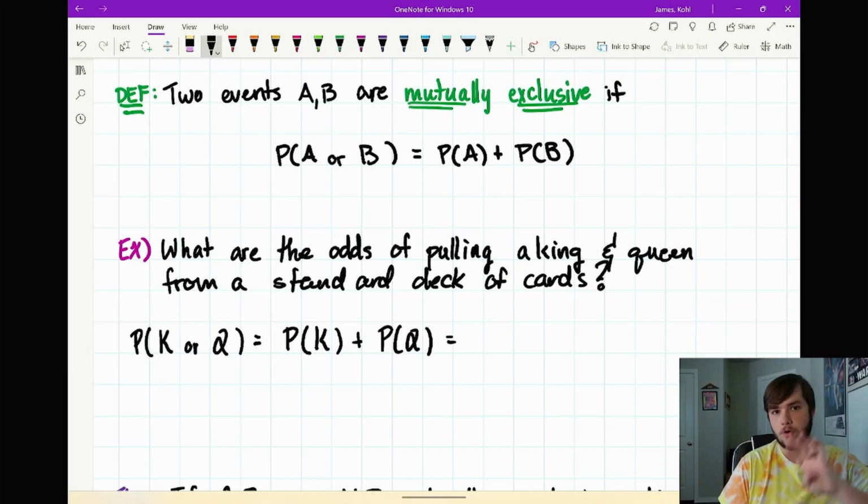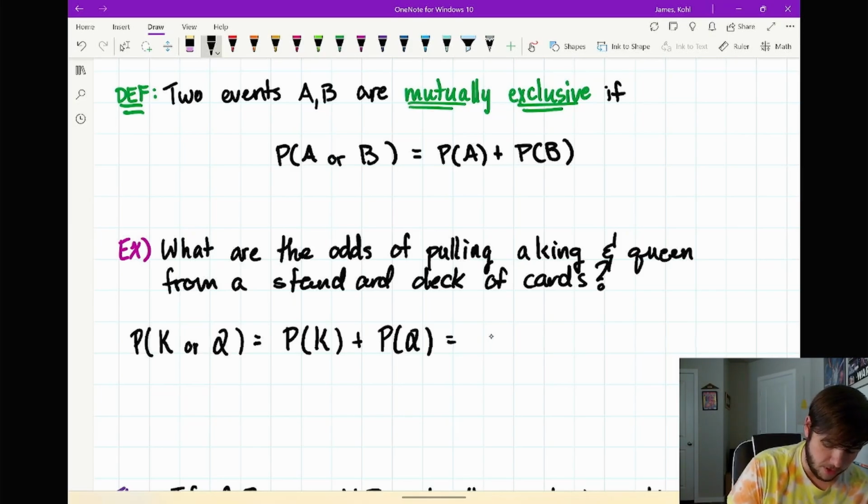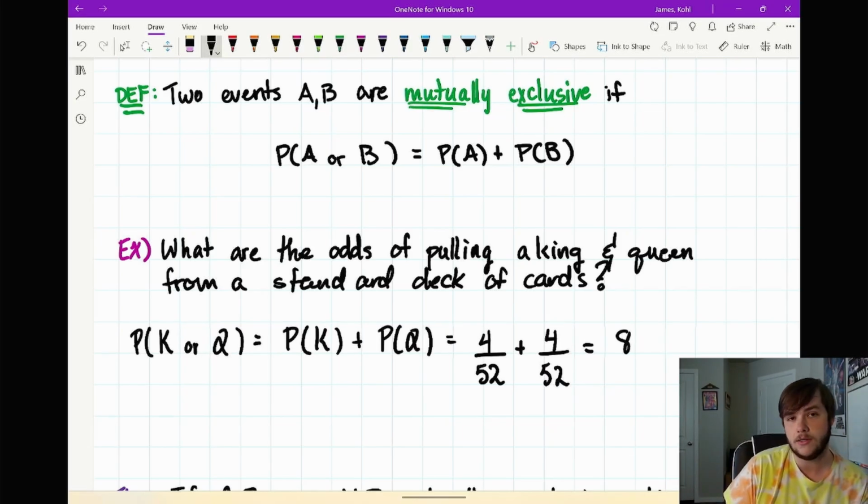Well, there are four of each face in a deck of cards. So the probability of getting a king is going to be, there are four kings in the deck of 52 cards. And then the same for the queen. There are four queens in a deck of 52 cards. In other words, there are 8 cards that are a king or a queen in a deck of 52.